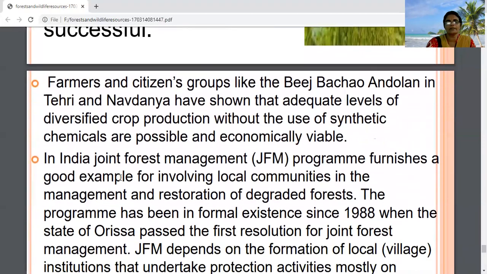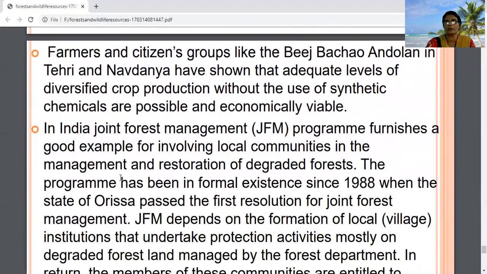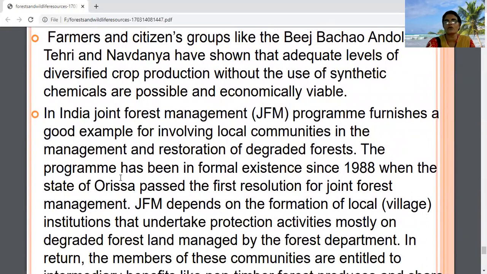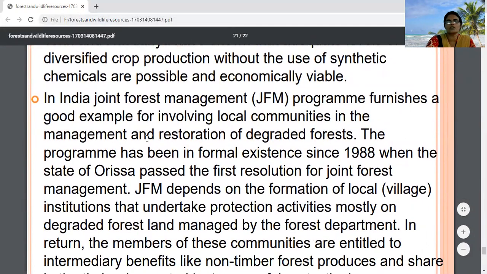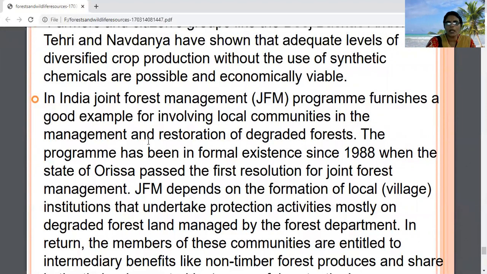Next is, in India, Joint Forest Management, JFM. The joint forest management program furnishes a good example for involving local communities in the management and restoration of degraded forests. It is found in Orissa. The program has been in formal existence since 1988, when the state of Orissa passed the first resolution for joint forest management. What is joint forest management? Here, the state government and community collectively protect forests. This is joint forest management.